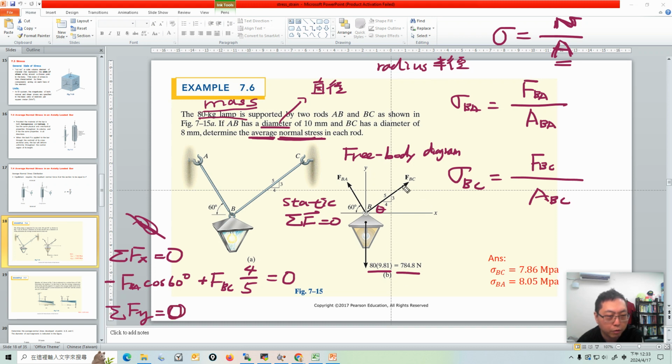Then for the y direction, the sum is 0. FBA times sine 60 degree points up, so it's positive, and FBC times 3/5 also points up. Anything else in the y direction? Yes, we have 784.8 Newton pointing down, so it's negative, and the sum is equal to 0. So we have two equations and two unknowns, so I think we can solve the problem.